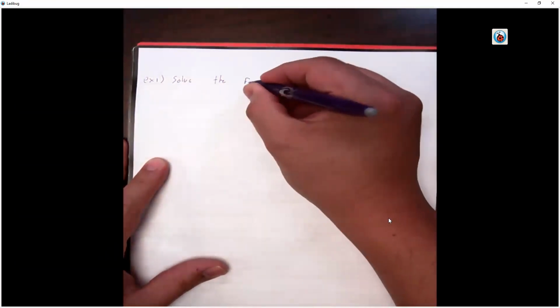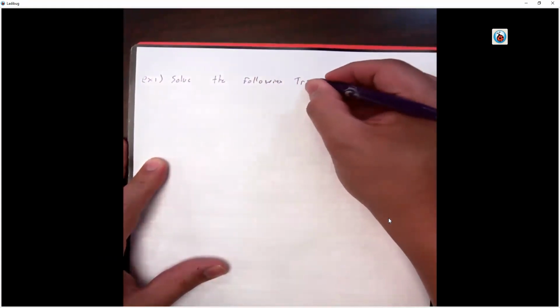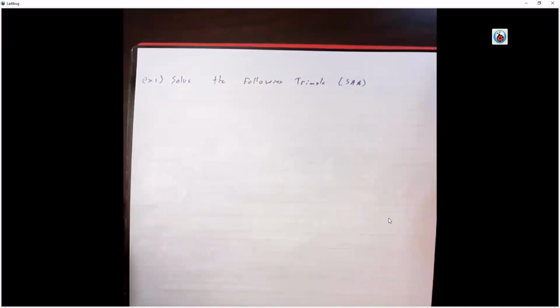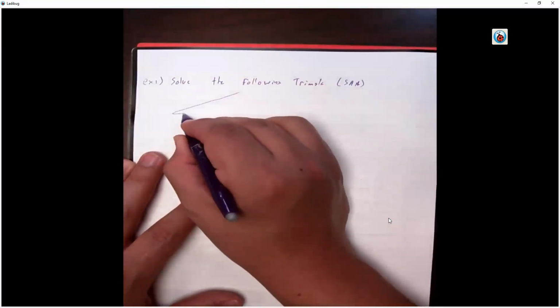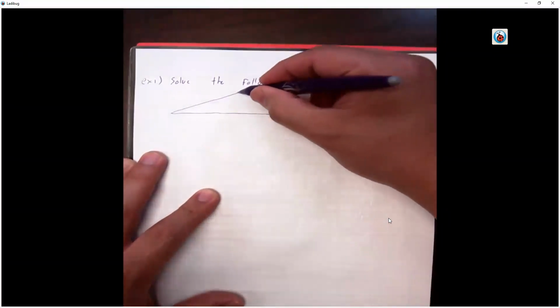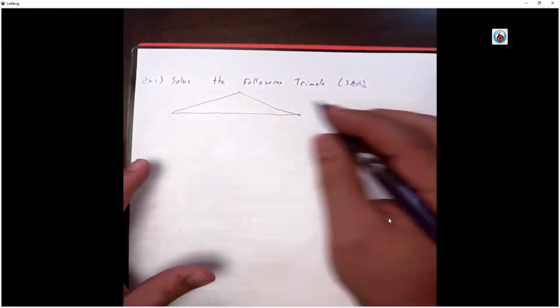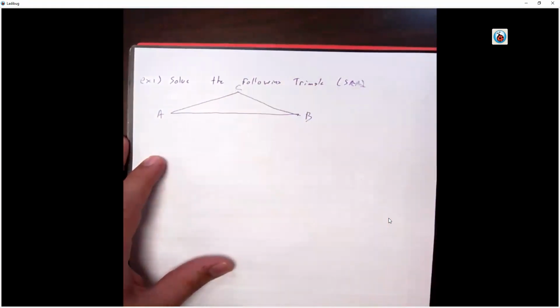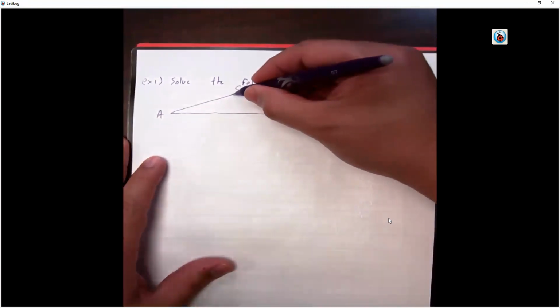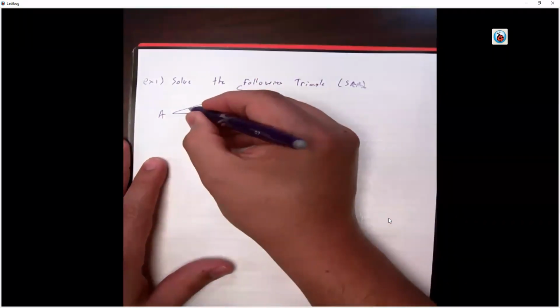I'll let you guys think about this before I make this harder. Solve the following triangle. So it's an SAA type. In this example, they actually give a picture, which is nice of them. I'm going to see if I can draw it. Okay. So A, B, C. They gave me angle A and angle C.